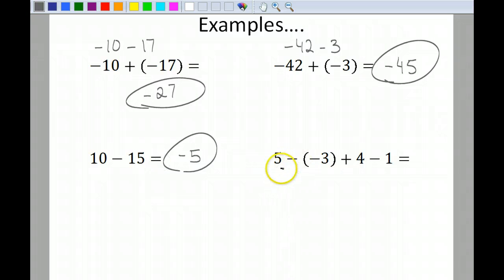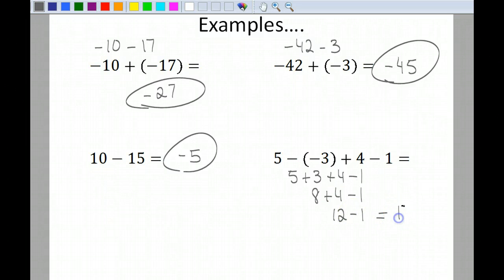The last one, 5 minus negative 3 plus 4 minus 1. Oh, two negatives make a positive, so I have 5 plus 3 plus 4 minus 1. 5 plus 3, signs are the same, add and keep the sign of both. So that's 8 plus 4 minus 1. 8 plus 4 is 12. 12 minus 1 is 11.